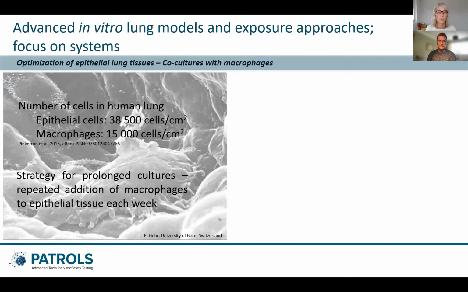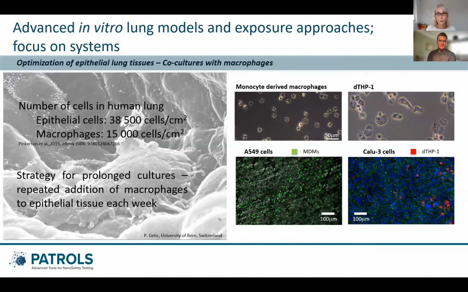and one is the co-cultures with the macrophages. We spent quite some time to look into the number of cells, so the ratio of epithelial cells and macrophages, and we also developed a strategy for the prolonged lung cell cultures by adding macrophages every week to the epithelial tissue. We decided to focus on two macrophage systems. One are primary monocyte-derived macrophages, and the other one is a human cell line, the THP-1. We developed standard operating protocols for both macrophage types and for some of the co-cultures.